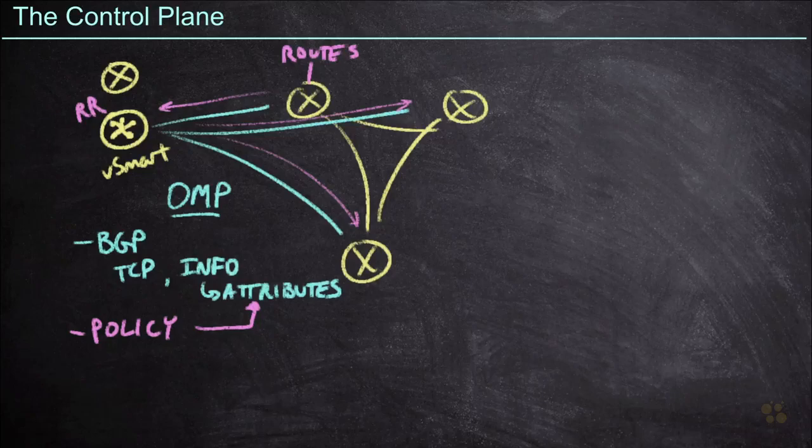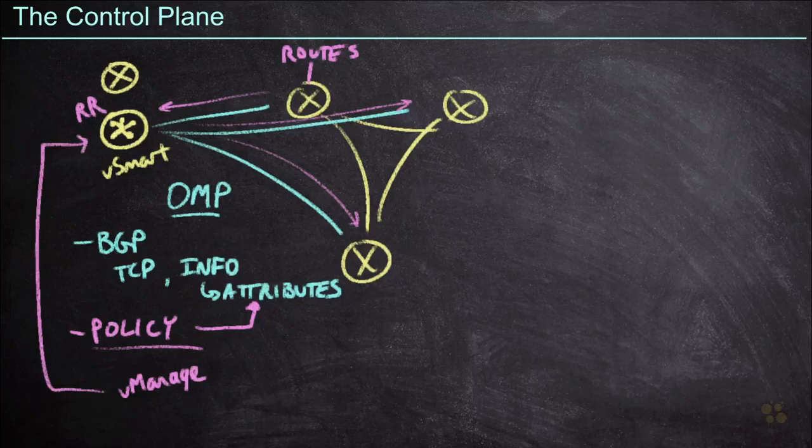Now if you're wondering where this policy comes from, well, the policy is coming from vManage. vManage is where we're going to configure all of our policies and be the centralized point of all of our management, and that's going to push that information to the vSmart controller for us. And we'll be talking about that in more detail in the next video.